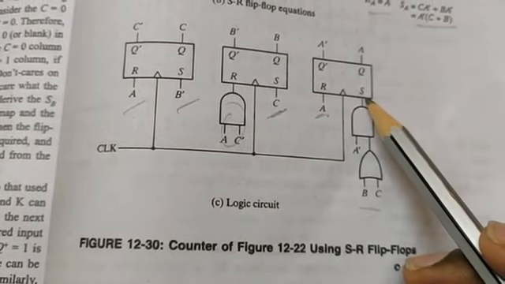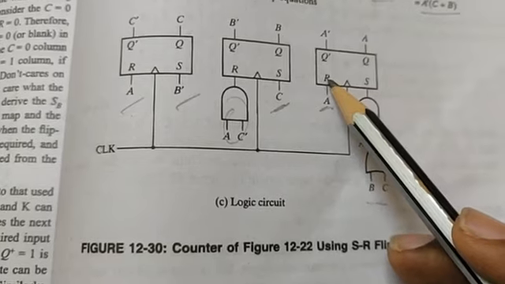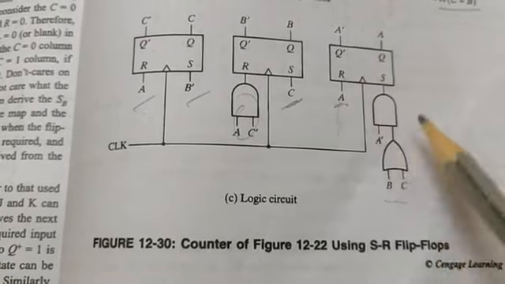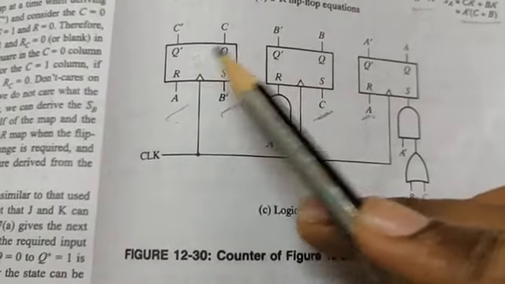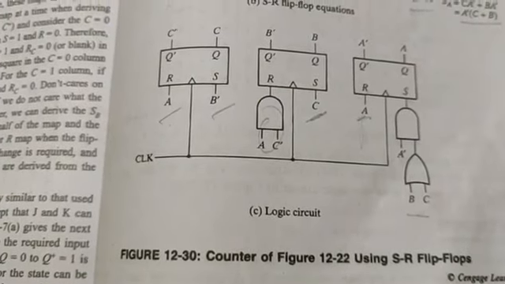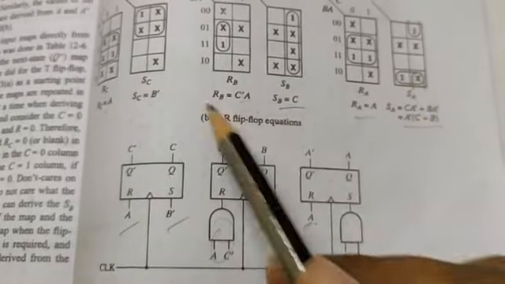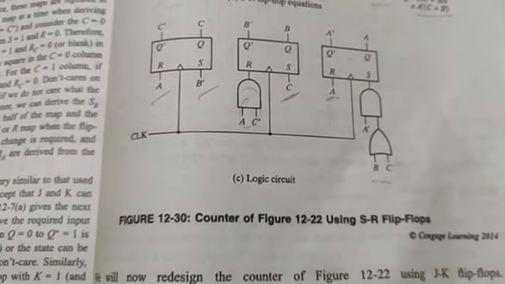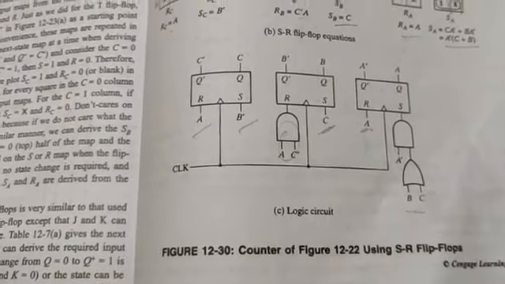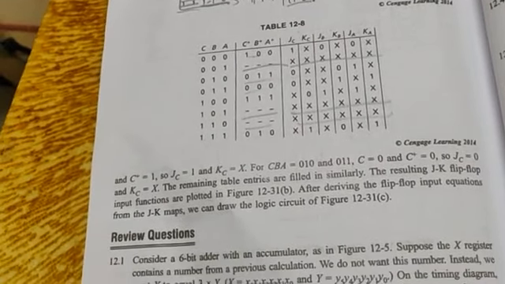For JA, you're going to get 1 equation, and KA, 1 equation. Write that one: JB, KB, JC, KC. So you're going to get 6 equations by using 6 K-maps. Keeping those 6 equations, whatever you did with the SR flip-flop, the same thing you're supposed to do with the JK flip-flop. That's it. This is with respect to the JK flip-flop.